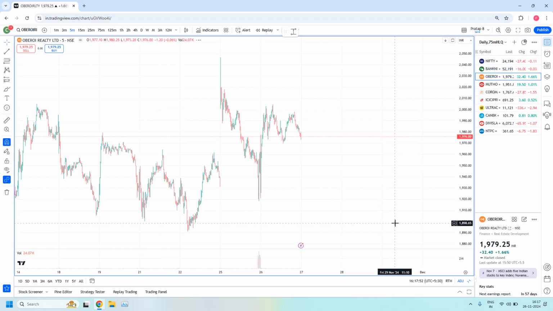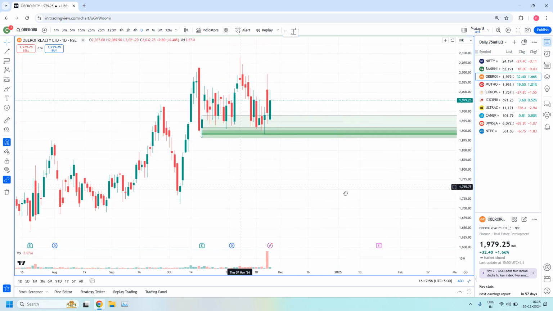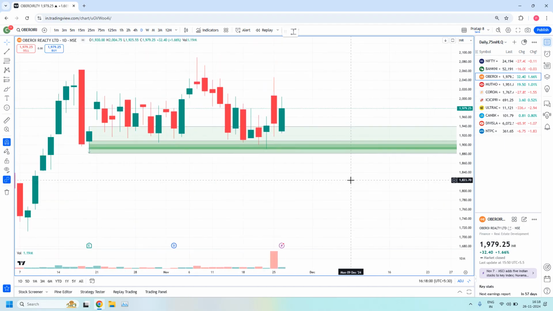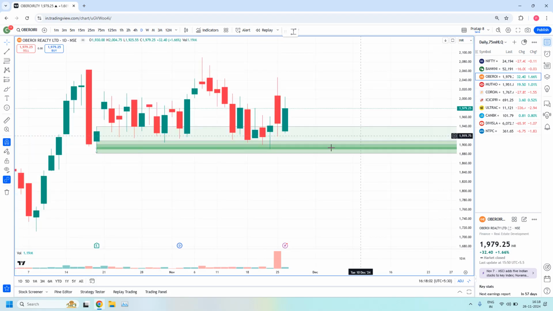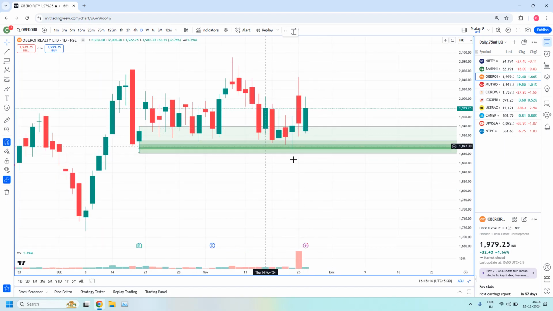The first one is Oberoi Realty. This is a daily high liquidity demand zone. We did not get any trade today. But it has a fine-tuned 5-minute zone and that is already tested. On Friday it gave a test here. Except that, we didn't have any planned trades from this zone.